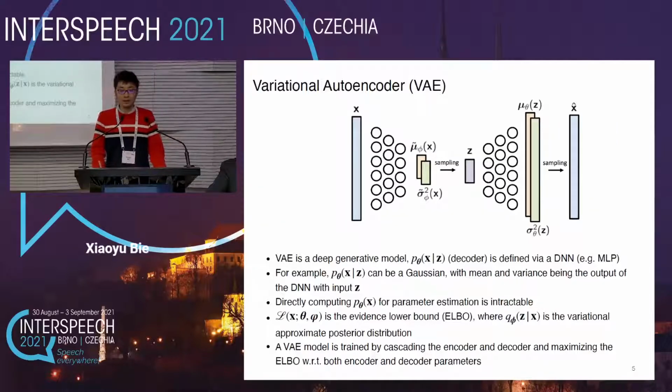So for the training, this variational inference is implemented with an inference network where the input is the observed data X and the output is the parameter estimations of the latent variable. And we can also call it an encoder in the VAE. So basically, generally, a VAE model can be trained by cascading this encoder and the decoder and maximizing this evidence lower bound with respect to the parameters of the encoder and the decoder.